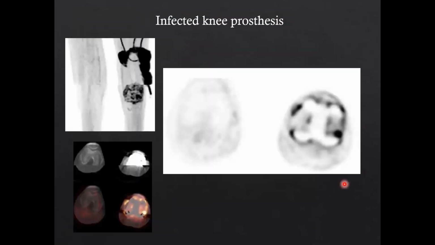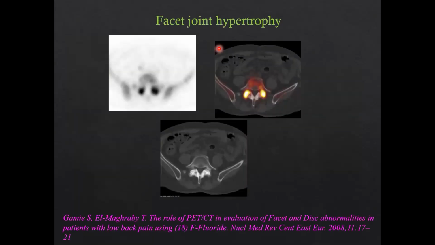So infected knee prosthesis is one entity where you have the focal area of bone erosion associated with destruction and soft tissue thickening. Coming to facet joint hypertrophy, this is a hypertrophy which shows a significant amount of uptake here, and this hypertrophy is showing sclerosis. So there are different variations and a lot of applications are coming.